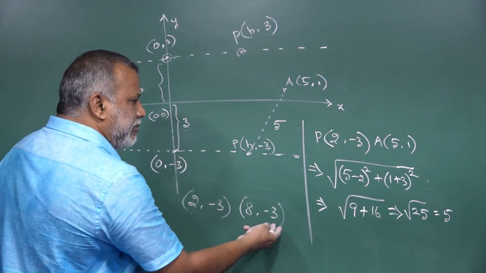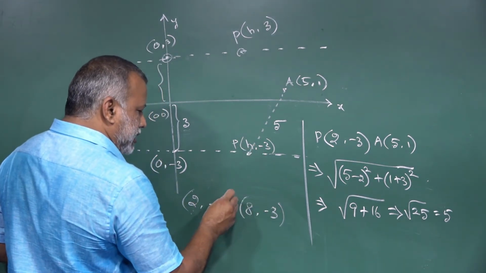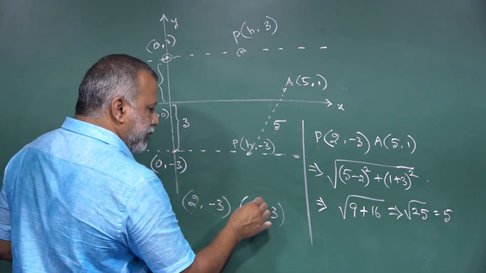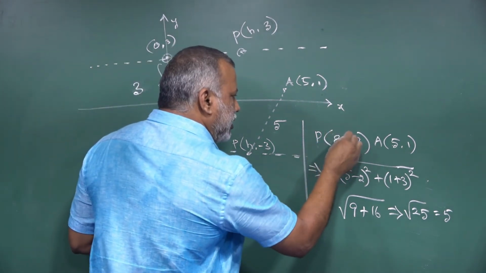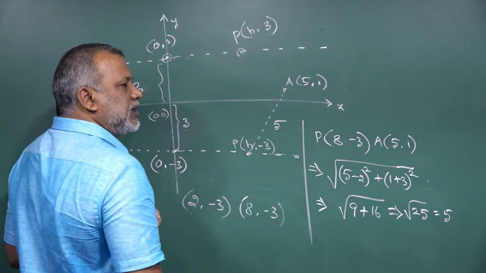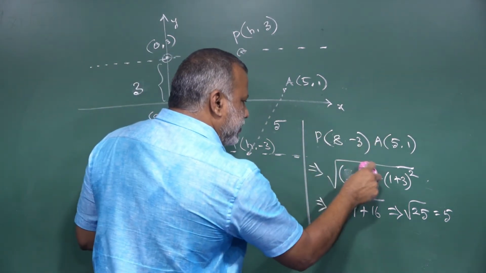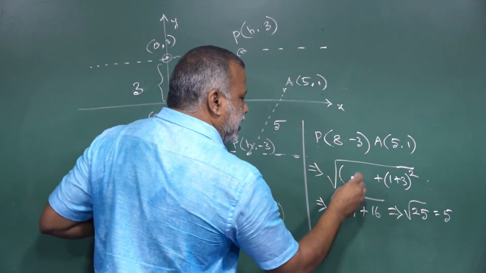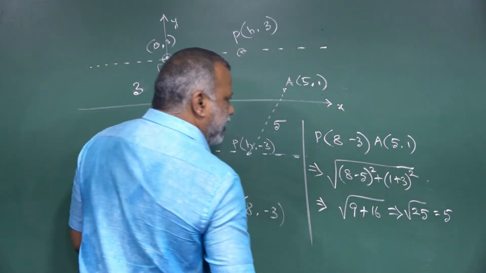Suppose we select (8, minus 3) instead of the point (2, minus 3). Only one change: (8, minus 3). The fixed point is (5, 1). Now take the distance 5. That means here we are changing to 8 minus 5 the whole squared. Then we already have minus 3.